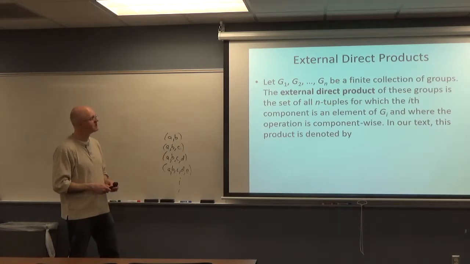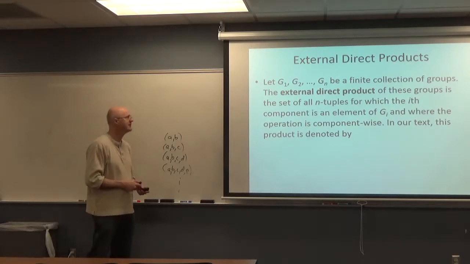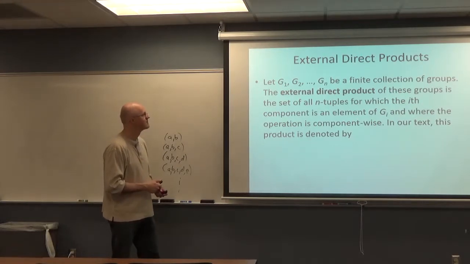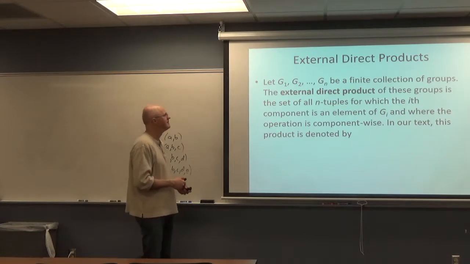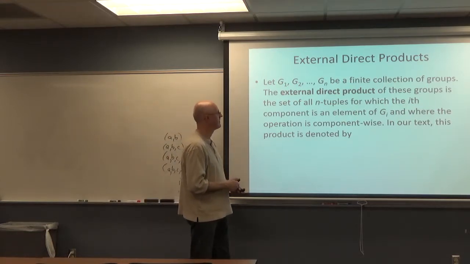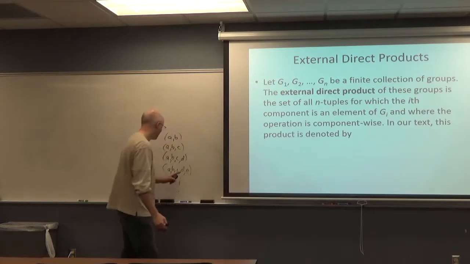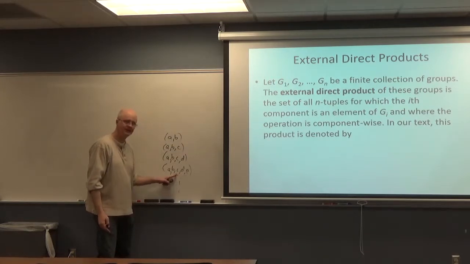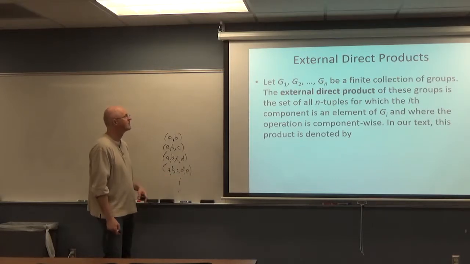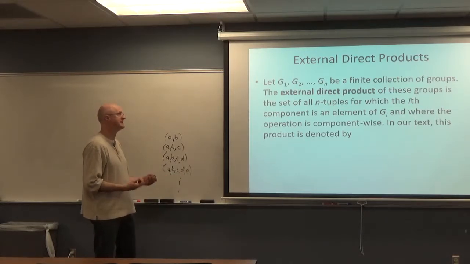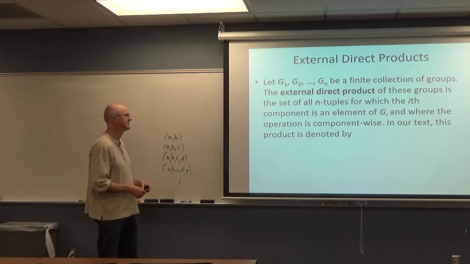The collection of all such n-tuples with the ith component, you could say coordinate as well, but we'll stick with component, being an element of G sub I. I could be, for example, 4. The fourth component of this 5-tuple is D. And where it's not just a set, it's a group, the operation is component-wise.